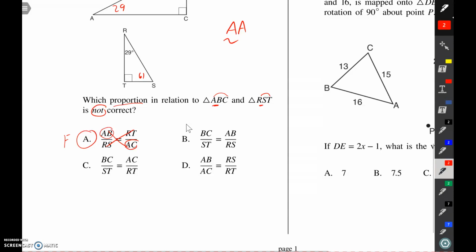Let me check the other ones. So I'll erase this so I can mark it up each time. BC over ST, they correspond, and AB over RS. And again, triangle ABC is on top, triangle ABC is on top. So this is true.